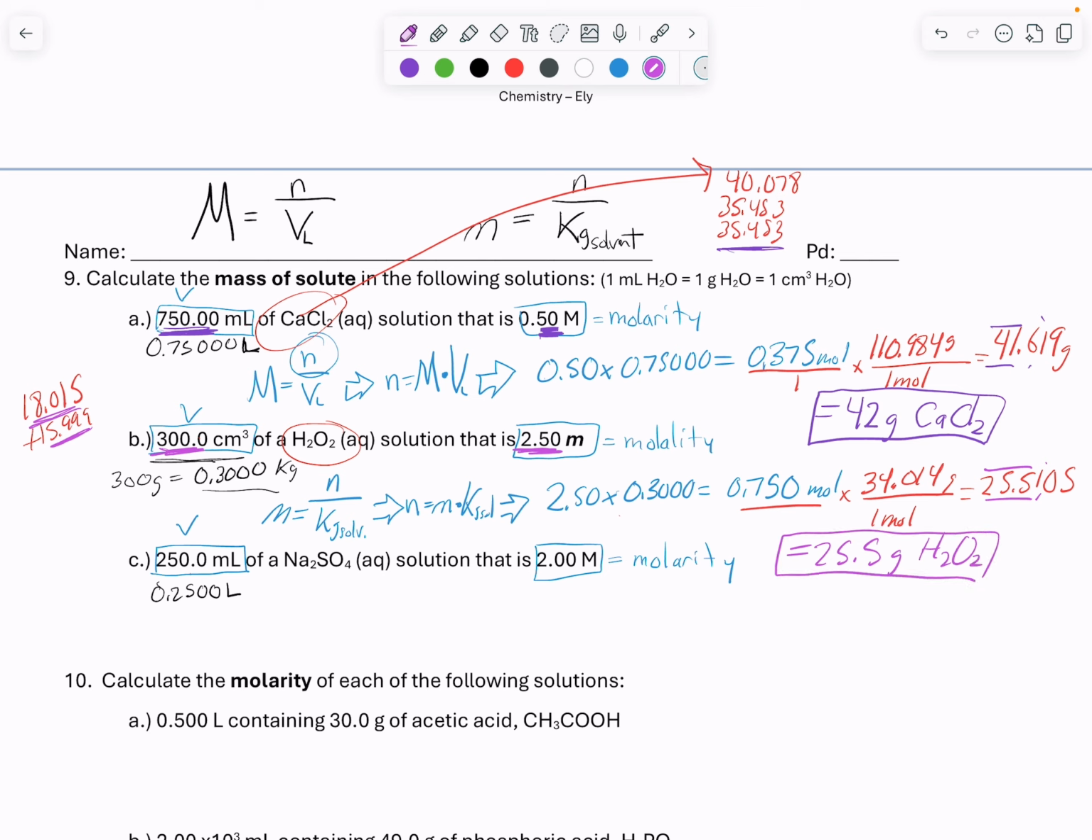And there you go. So there's 2 of the examples. I'll let you figure out C on your own, but that should kind of get you on the right path. Hope it helps.